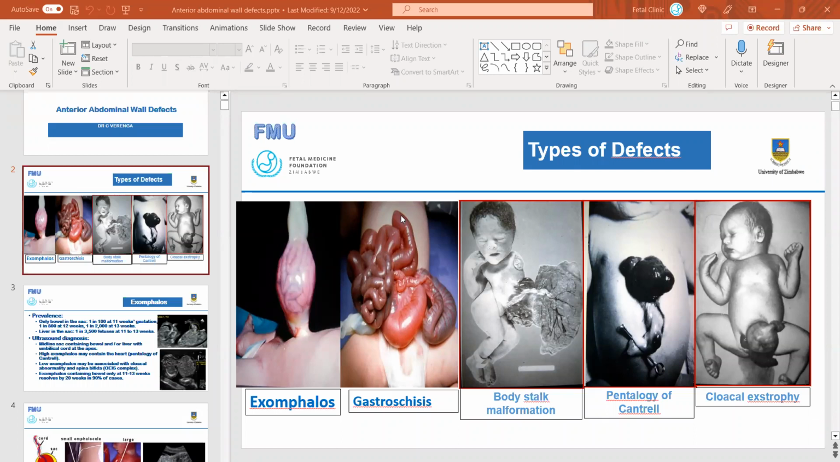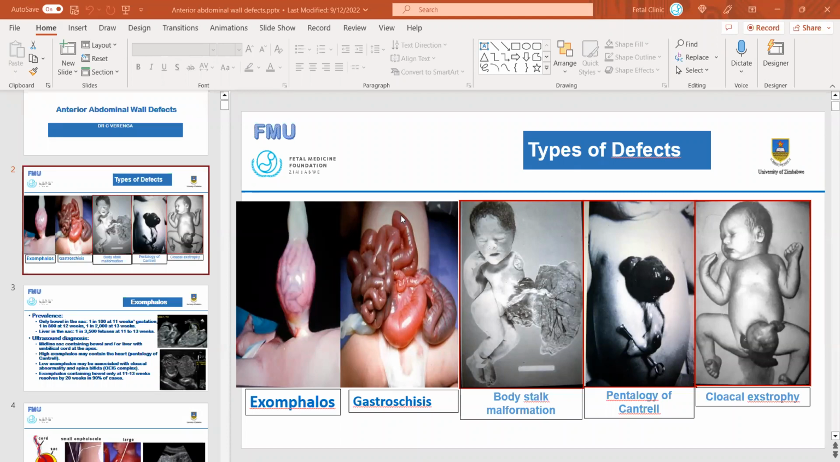More than a third of them will have other associated defects. Normally, they could have scoliosis. They could have cardiac defects. So always be aware that exomphalos is associated with other things, both chromosome and other defects. So the moment you pick up exomphalos, it is imperative that a detailed anomaly scan be done to check all the other organs.